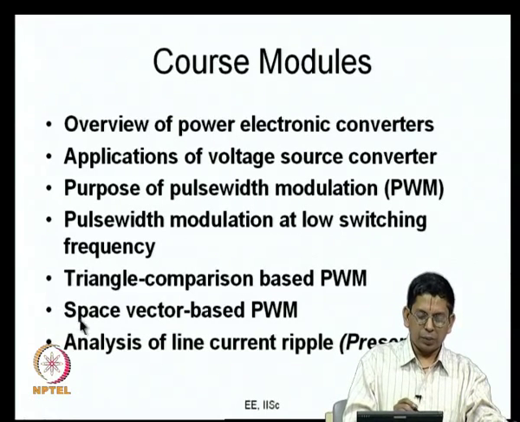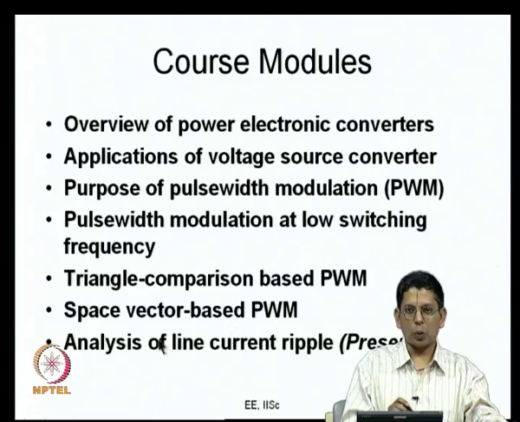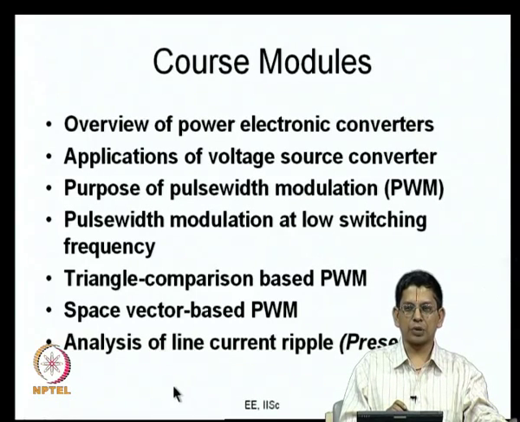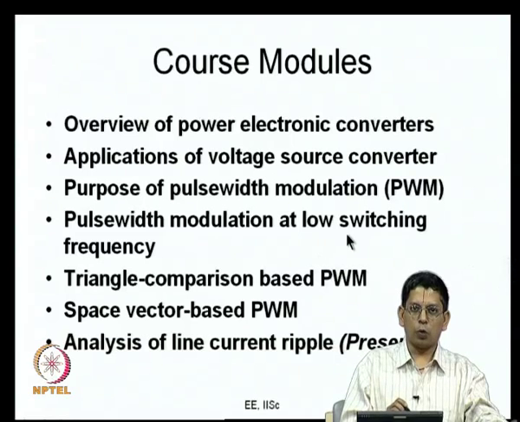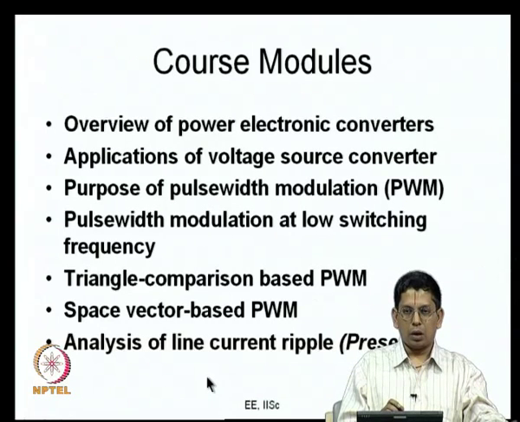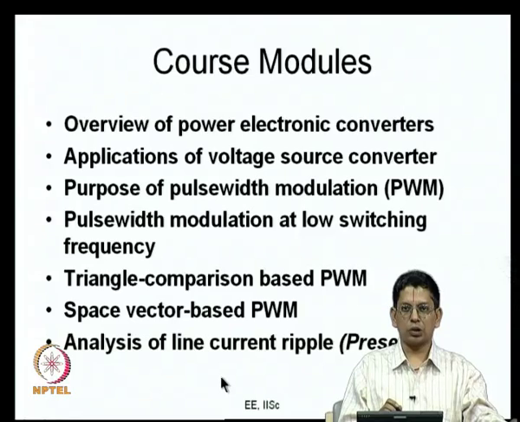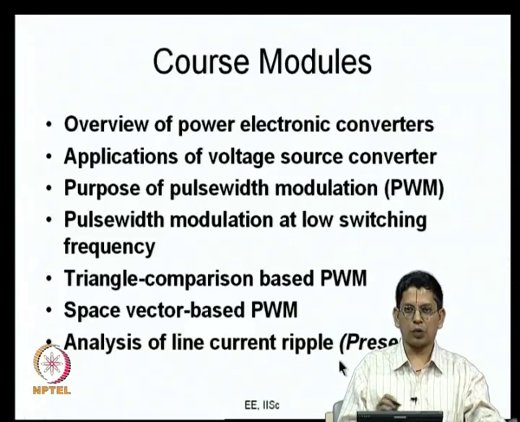And now, after the PWM generation, we have begun to look at the waveform quality. We are producing PWM waveforms, and we are able to control the fundamental voltage. The purpose of PWM is twofold: one is to control the fundamental voltage, and the next is to also have a reasonably good waveform quality, that is, make sure that the harmonics and their harmful effects are reasonably low. And so, we are getting into the analysis of line current ripple, which is what we have been focusing on in the present module.